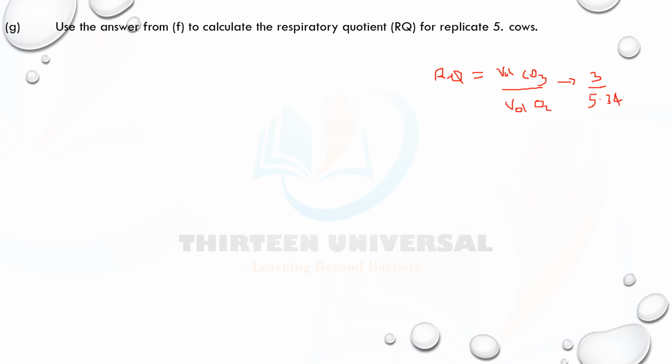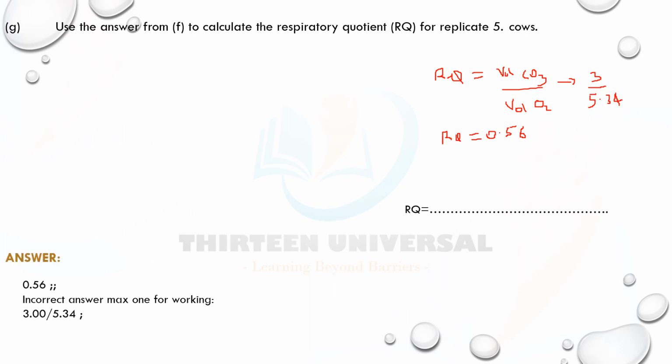So you say 3 divided by 5.34, and that gives you 0.56. So the RQ value here is 0.56. Which substrate was used in this experiment? It looks like lipid, or a mixture of lipid and protein. Okay, all right, so that is it.